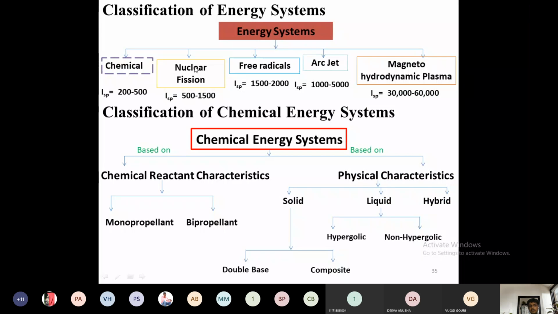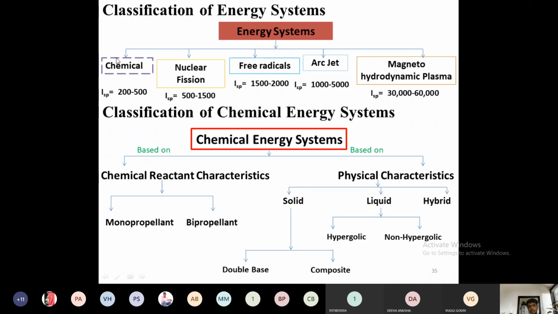The nuclear fission energy system will have a specific impulse of 500 to 1500, whereas the free radical system will have 1500 to 2000 seconds ISP. Arc jet will have 1000 to 5000. This has been arranged in the ascending order of specific impulse. As per your syllabus, only the chemical energy systems are given. For classification purposes, I am showing these 5 different energy systems.